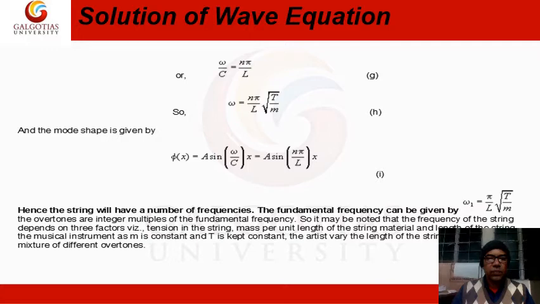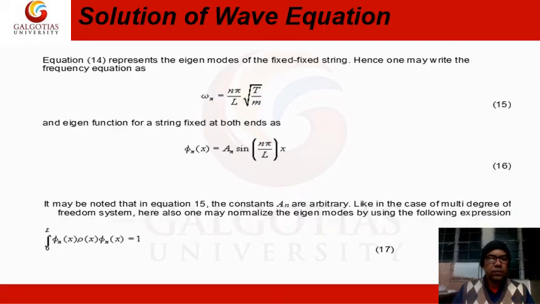That fundamental frequency can be given by omega n, and omega will be given by pi by L under root T by m. The overtones are higher multiples of the fundamental frequency, so it may be noted that the frequency of the string depends on three factors: tension in the string, mass per unit length of the string material, and the length of the string. In a musical instrument, as m is kept constant, artists vary the length of the string to produce a mixture of different tones.